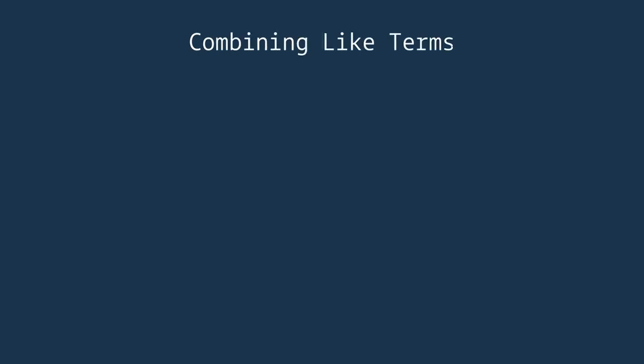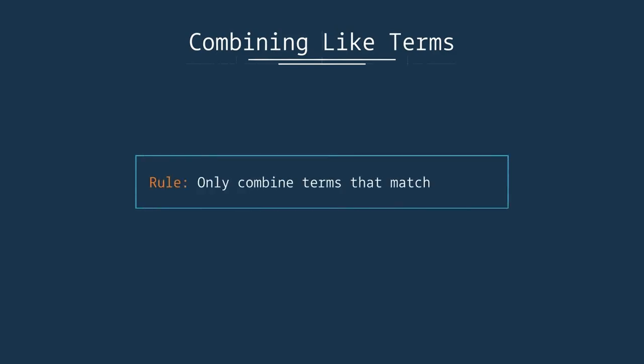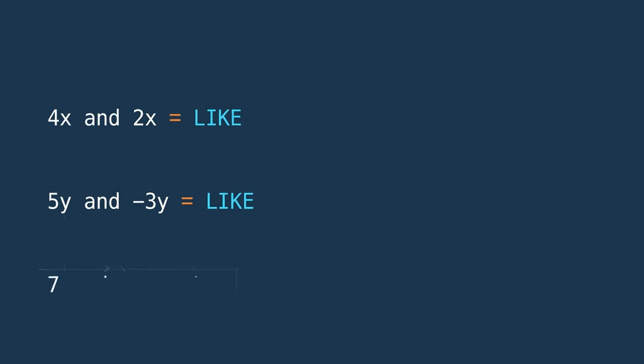Combining like terms is one of the main ways we simplify algebra expressions. The big rule is simple. You can only combine terms that match exactly. For example, 4x and 2x are like terms because they both have x. 5y and negative 3y are also like terms. Constants like 7 and negative 3 can combine too.